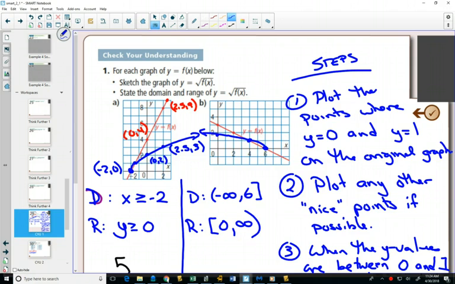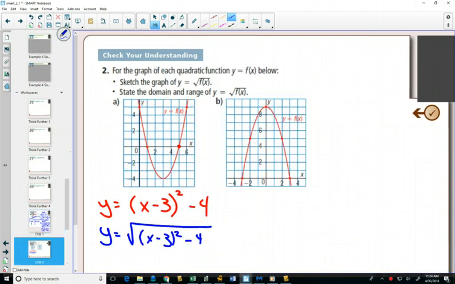Step 1, do I have any points where my y-coordinates are 0 or 1? Yes. Here are the 2 points where the y-coordinates are 0. Here are the 2 points where the y-coordinates are 1. Do I have any other nice points? Step 2. Not really. I mean, you can hypothetically make some nice points if you want.